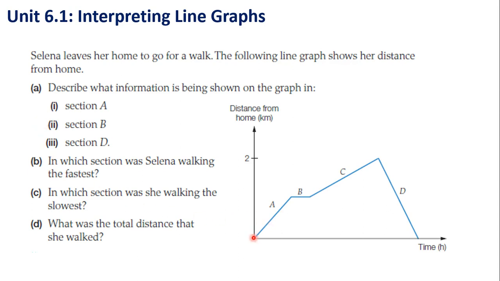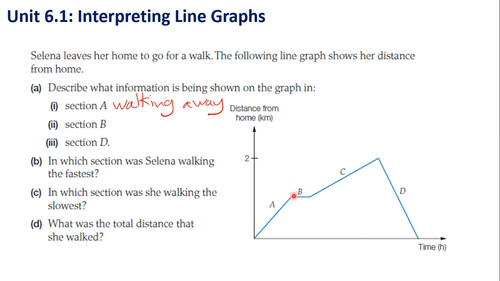So let's have a look at section A. First, she starts at the origin. So her distance from home has to be 0. And then the graph is moving up. So she's moving in the positive direction on both axes. So time is increasing and her distance is increasing. So she's moving away, she's walking away from her home. So we'll say she's walking away.